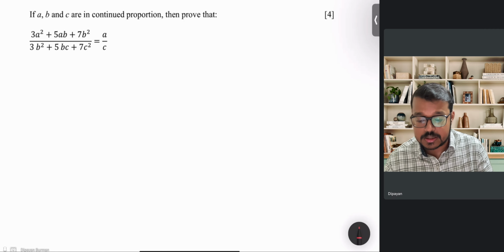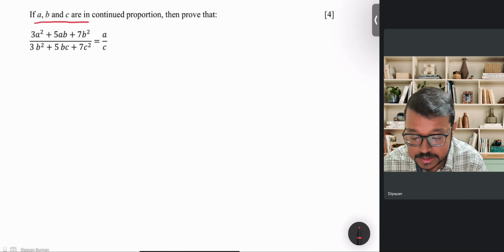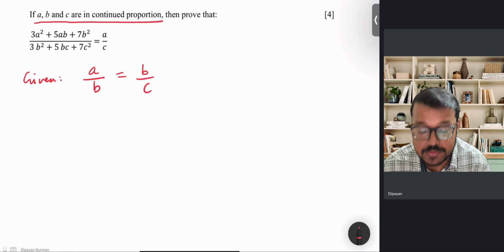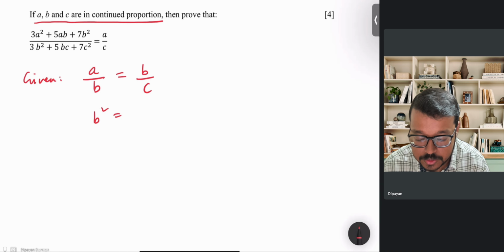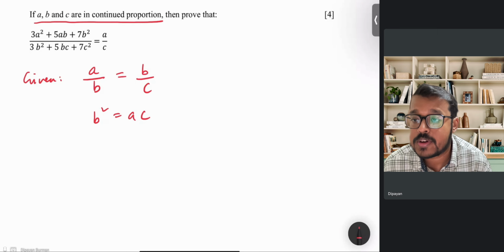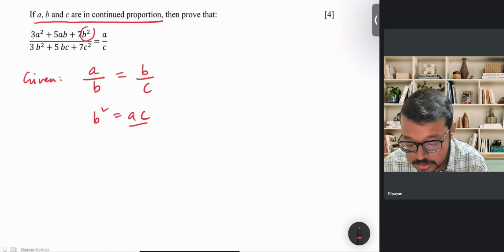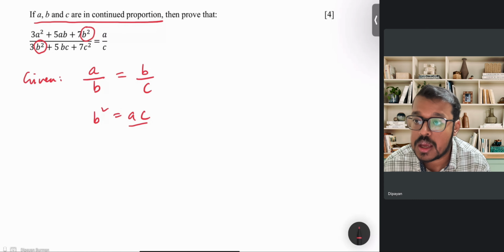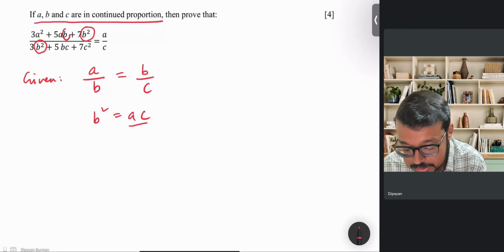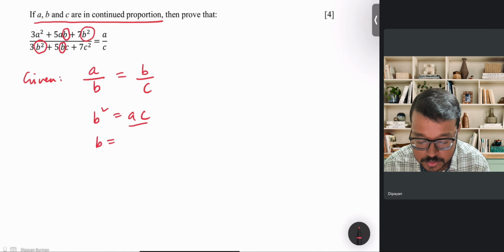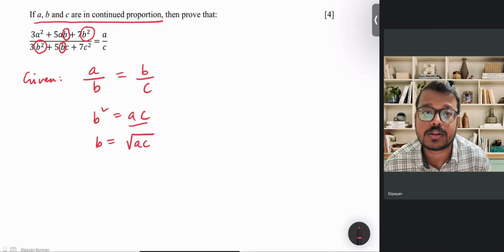Let's say the first method is that if A, B and C are in continued proportion, we know that given A by B is equal to B by C. This is the meaning. If I cross multiply, I'll get B square equal to AC. Now, wherever I see B square, I'll replace it as AC. So in the LHS, which is the more complicated side, I will replace this B square and this B square with AC. But I also have a single B over here and over here. So if B square is AC, B will be square root of AC. I will replace that over here.